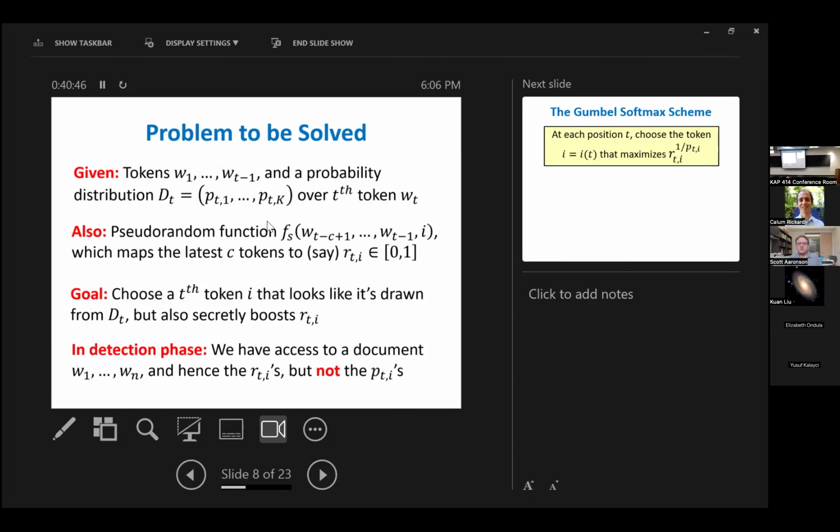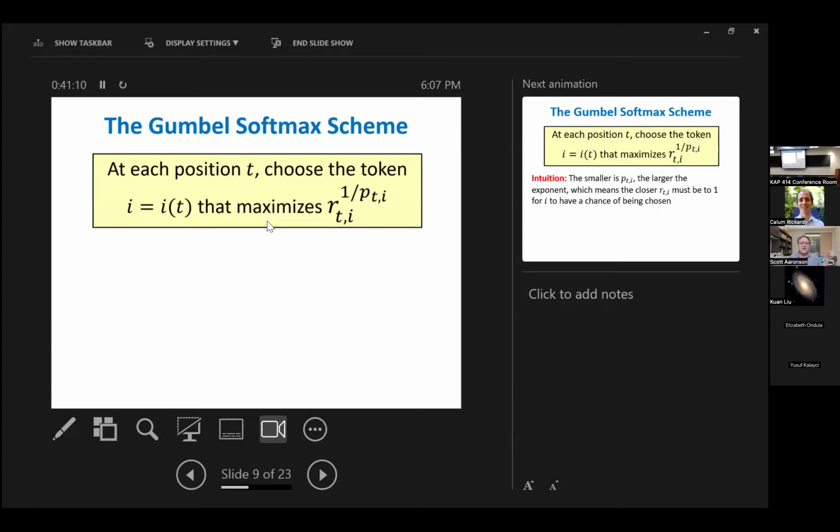Okay, so once you set the problem up in that way, then it's a math exercise that I could assign as homework for someone to figure out what is the right thing to do. It took me some hours to figure it out, but I claim that under this setup, the right thing to do is the following. At each position, you should choose that token i that maximizes r_ti to the 1 over p_ti power, where again, r_ti is the output of the pseudo-random function, so a number between 0 and 1, and p_ti is the probability that the LLM says that token i should be output at step t.